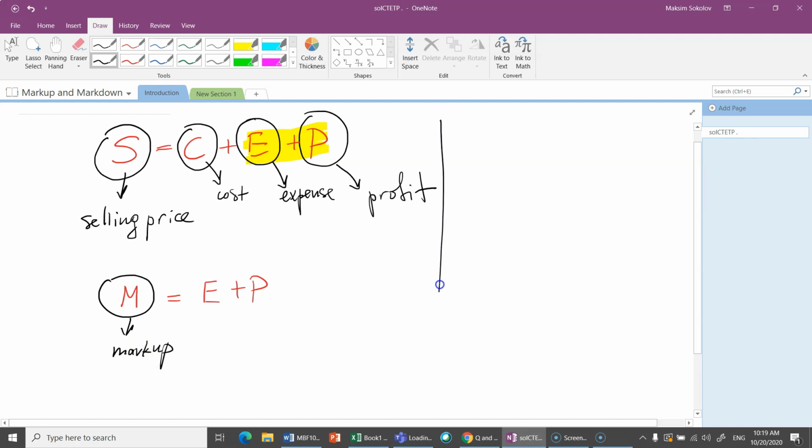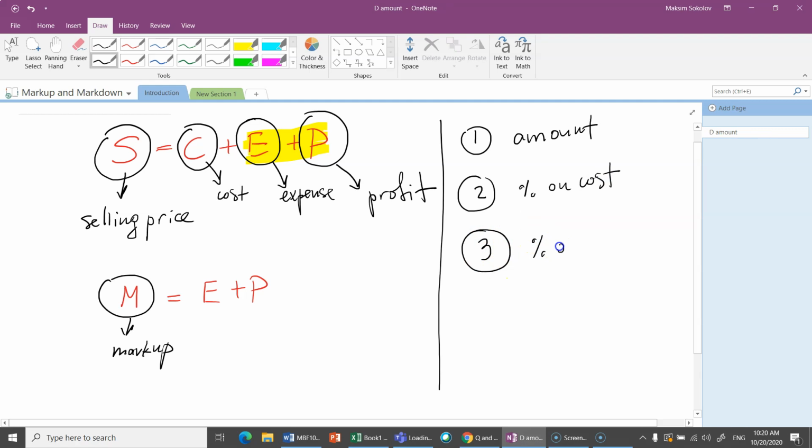Markup is always met in one of three ways. In all problems that we'll be solving, you will notice that markup will come in three ways. First way, markup can be met as amount. Second way, markup can be met as percent on cost. And third way, markup can be met as percent on selling price.